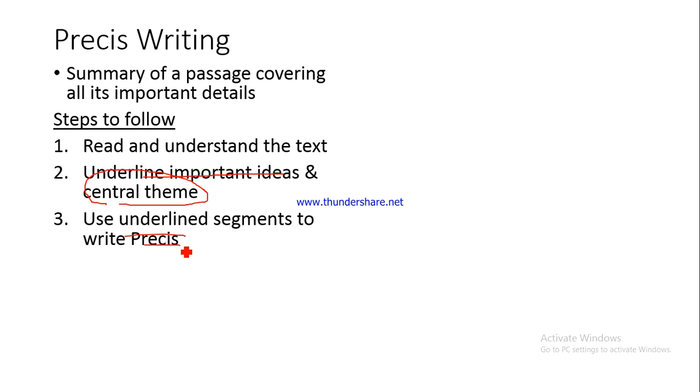So therein, these lines which you have underlined in point number 2, you can use these underlined lines to write your Precis as shown here in step number 3. Once you do this, you have to ensure that the Precis has to be 1/3 of the original text length. So whatever the passage has been given to you, you have to reduce it to 1/3 of its size, and that only would be your Precis.